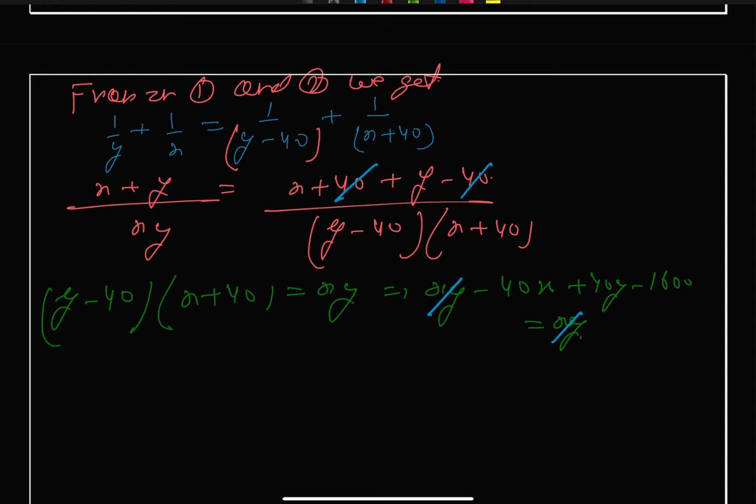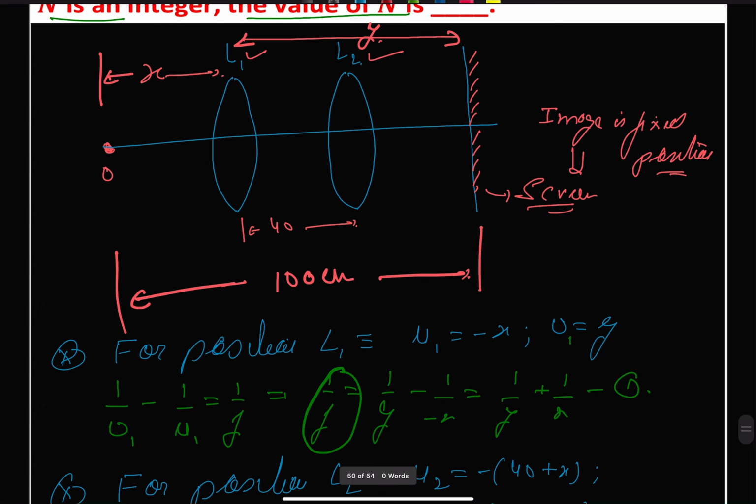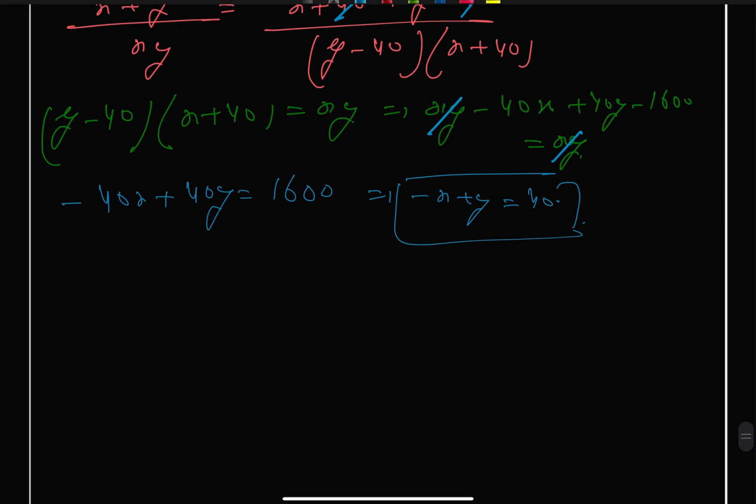So we get this as minus 40 of x plus 40 of y is equal to our 1600. Therefore, 40 goes by this, we get this as minus of x plus y will be equal to 40. And we also know that our x plus y is equal to 100.